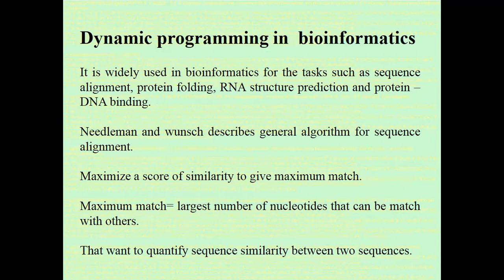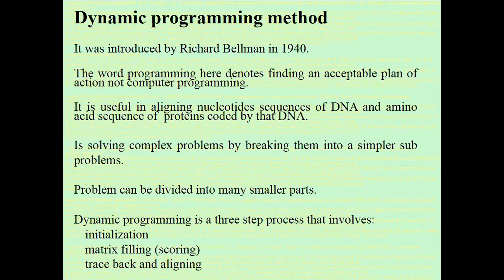Needleman and Wunsch describe a general algorithm for sequence alignment, maximizing a score of similarity to give maximum match. Maximum score, as we already discussed, means the largest number of nucleotides that can be matched with others will give the maximum score. As you know, a match will have a positive score, however a gap penalty or mismatch penalty will have a negative score. So when we have maximum matches, then we will have maximum positive scores, and maximum positive scores will always be larger in number as compared to negative scores. That's the actual concept of aligning two sequences.